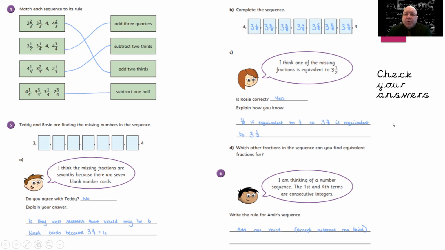Okay. As usual, please check your answers. Please look at any corrections and make sure you're happy with why you've made the error and that you can say you're confident to move forward. Okay. And once complete, please make sure you're uploading to Tapestry so I get to see all this wonderful work.